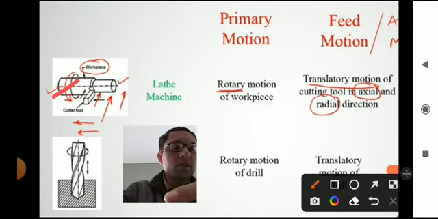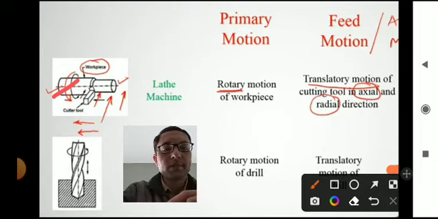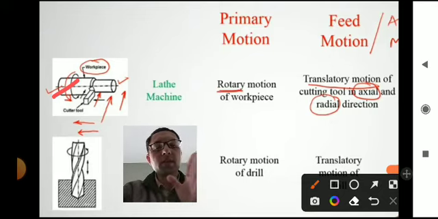And the feed motion is the translatory motion of a cutting tool in the axial and the radial direction. Again, keep in mind two things. There are two types of motion: primary motion and feed motion. Feed motion means the auxiliary motion. Primary motion is coming on the workpiece in the lathe machine, and it is in the form of rotary motion. And the feed motion is coming in the translatory motion of the cutting tool, in the axial and the radial direction. So it is working in the translatory condition.